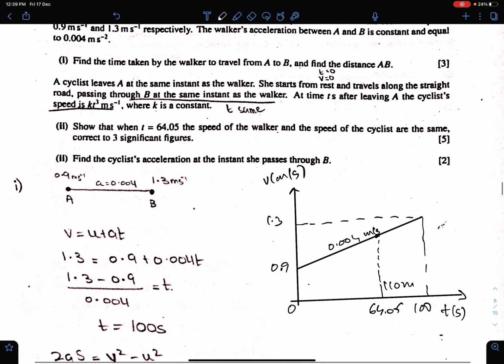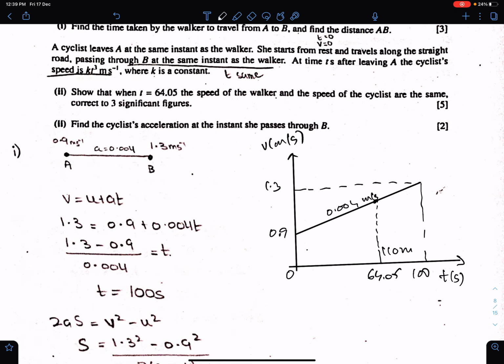Now the next part. Since k is positive, the graph of the cyclist would be like this. It should be a curve. It should be like this because it's a positive cube. So this is for the cyclist and this is for the walker.